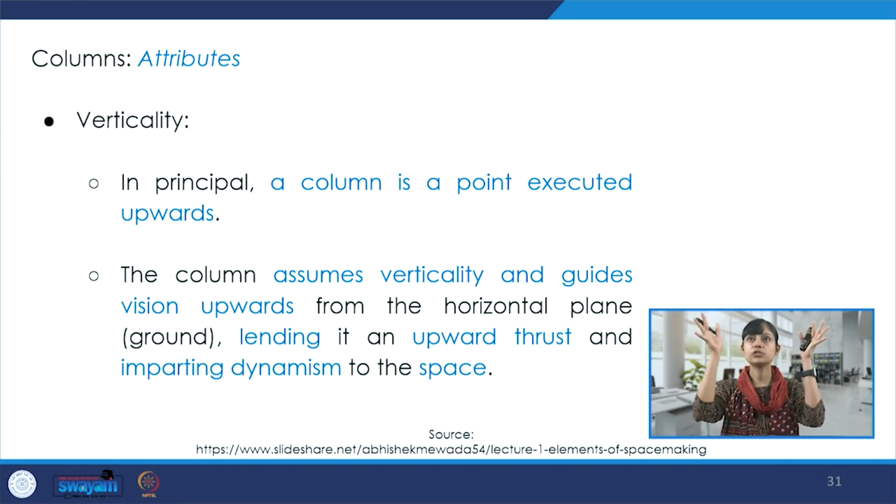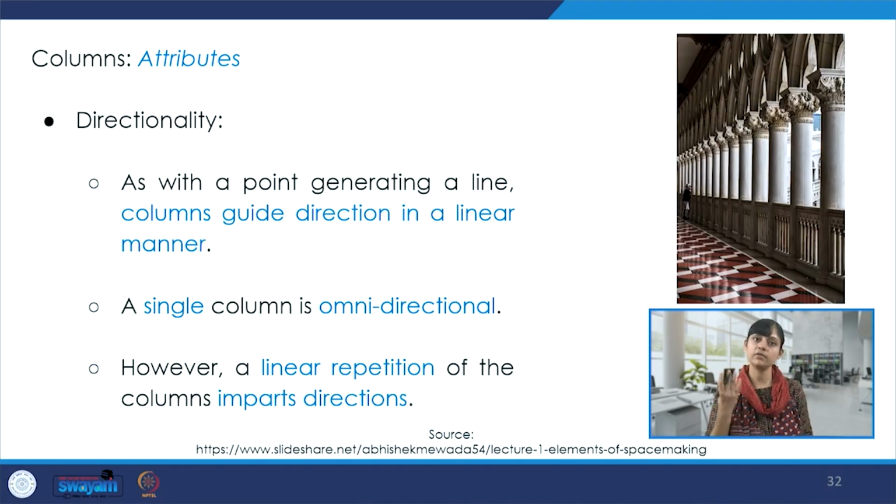So we have this cone of vision, owing to its verticality, and we will also see its parts. Owing to some of the work or decor or the details that we see on the column capital, it does guide our movement upwards. And it lends an upward thrust, it imparts a dynamism to a space. Also, directionality is a very important attribute. A single column is sort of omnidirectional, but if we create a linear repetition of columns, it does impart direction, it does guide direction in a linear manner.